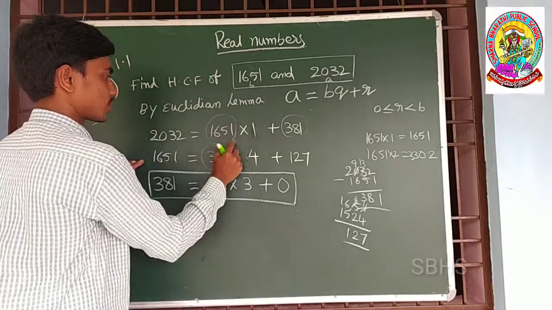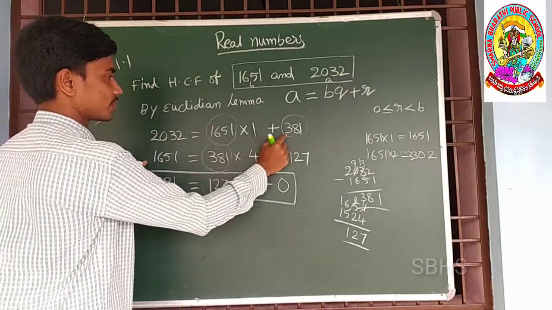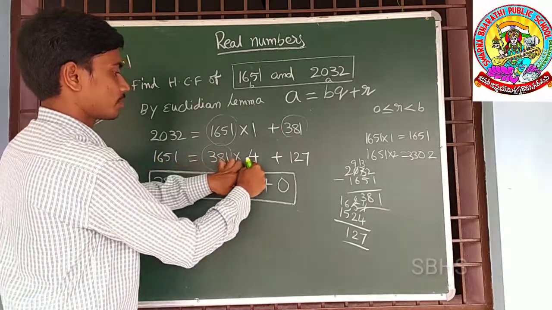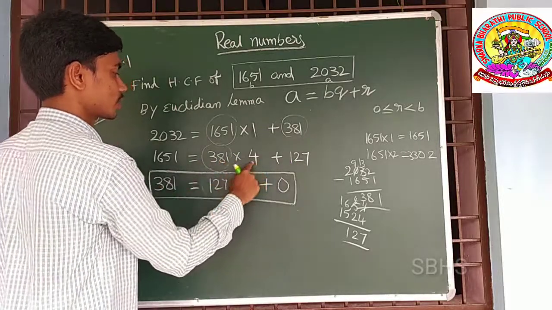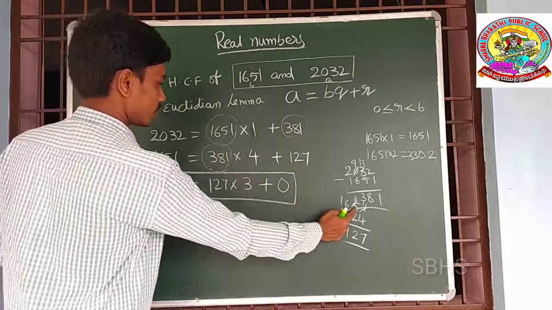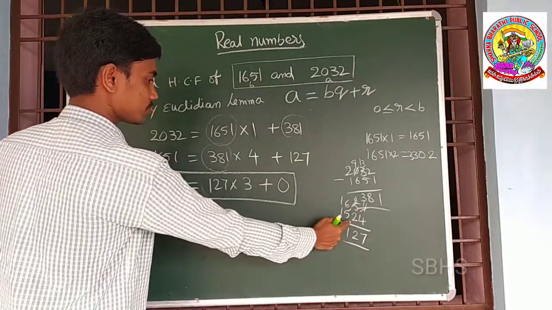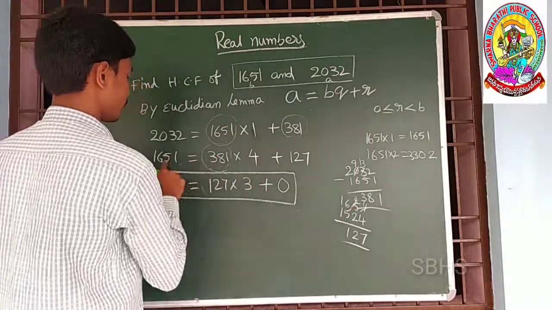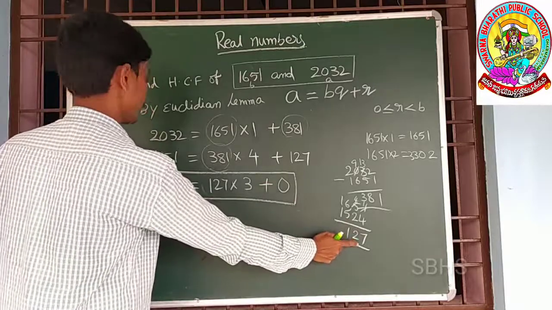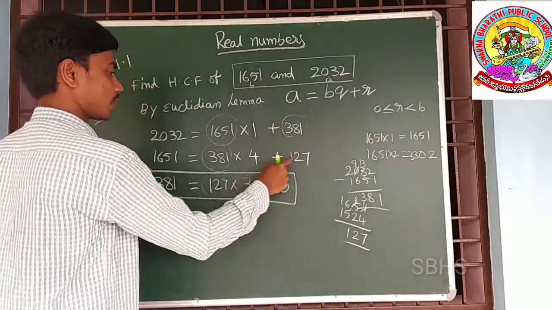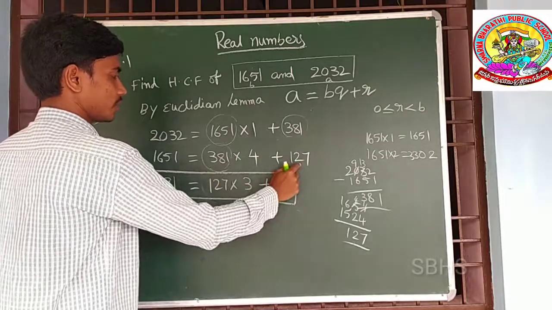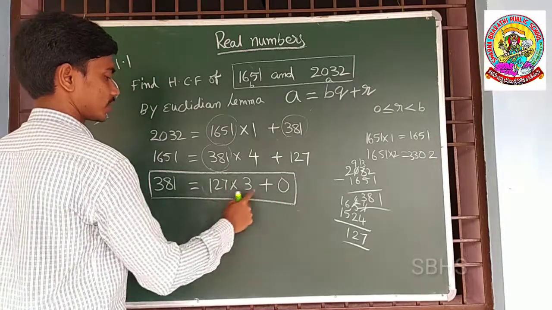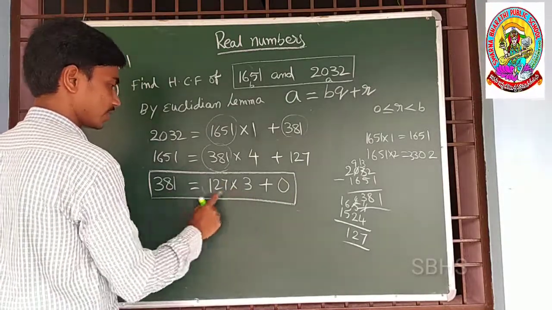Now try to express this number as a multiple of the next number. So 1651 is equal to 381 into something, plus something. Here something is 4, because 4 times 381 is 1524, and you have to add something. 1651 minus 1524 gives 127. So now try to express 381 in the form of a multiple of 127. 381 is equal to 127 into something plus something. Here 3 times gives 381 with remainder 0.